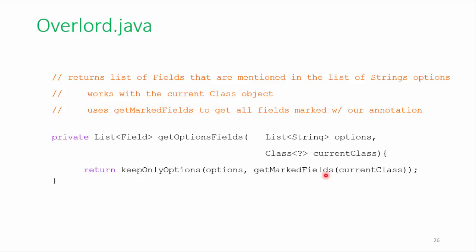And then keepOption is going to take that list and look at it to identify the fields whose name has been mentioned in my list of options. It's only going to keep those and return the list of all the fields that have been mentioned and that were marked as @experiment parameter. So we delegate the work here, a two-step process: create a list of all fields that are experiment parameters, then filter out all the ones that are not mentioned, and that's what we return as a result.